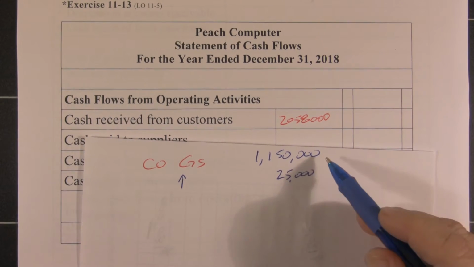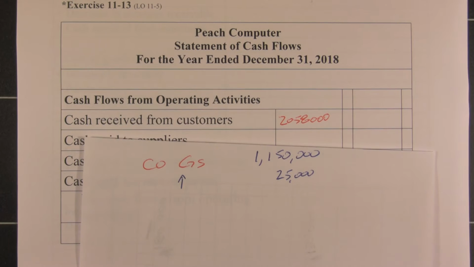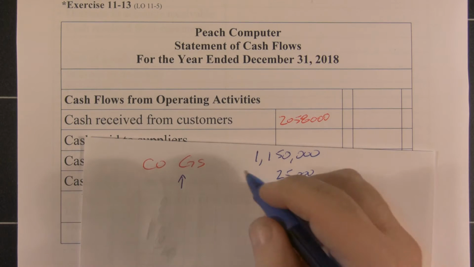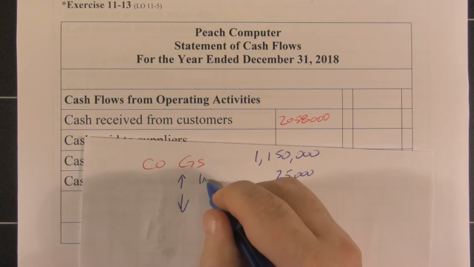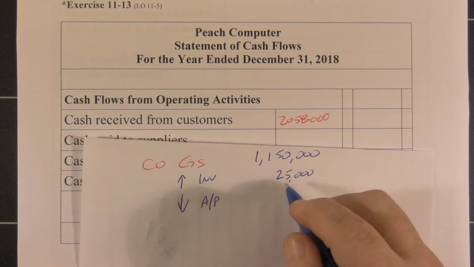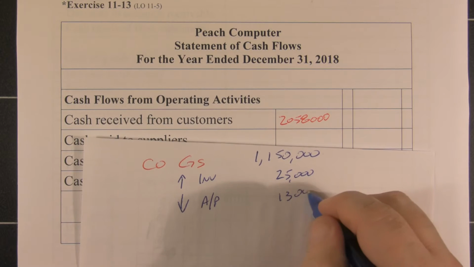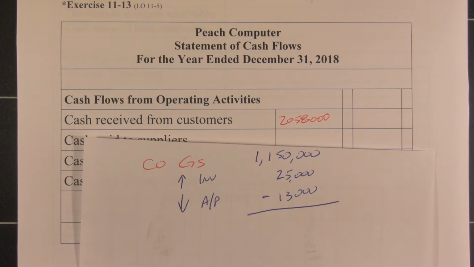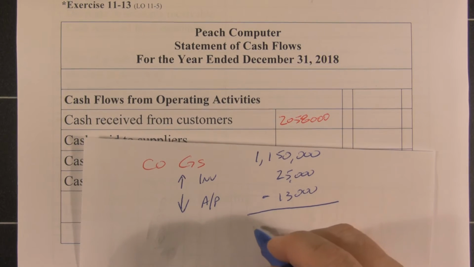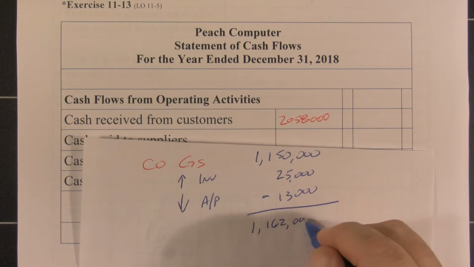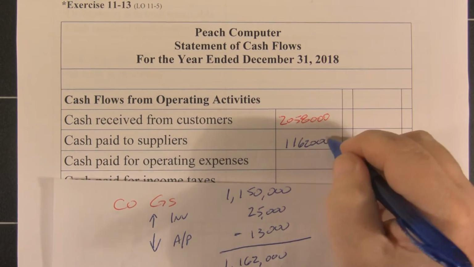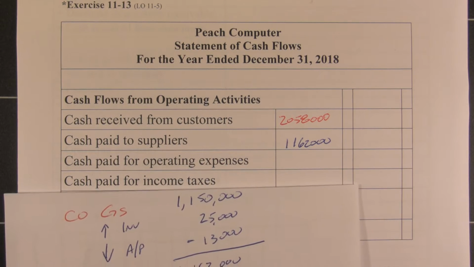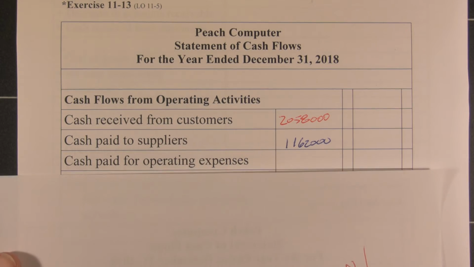Because we paid that much plus the additional $25,000 for inventory, and then we subtract the increase in accounts payable, because the only thing that makes an accounts payable go away is if you pay it, and that's $13,000. We subtract that, and when we do that, we come up with cash paid to suppliers of $1,162,000.